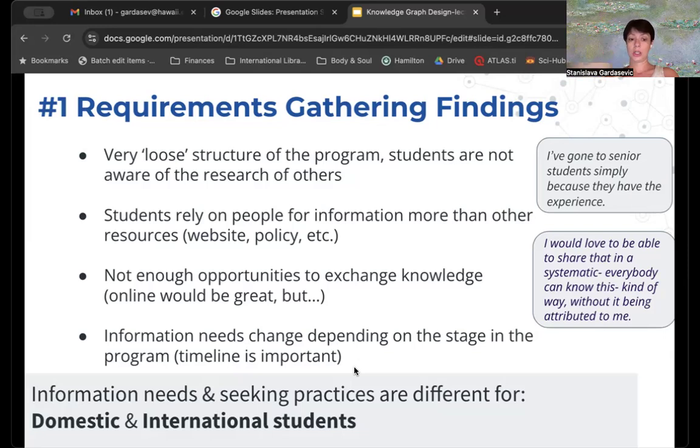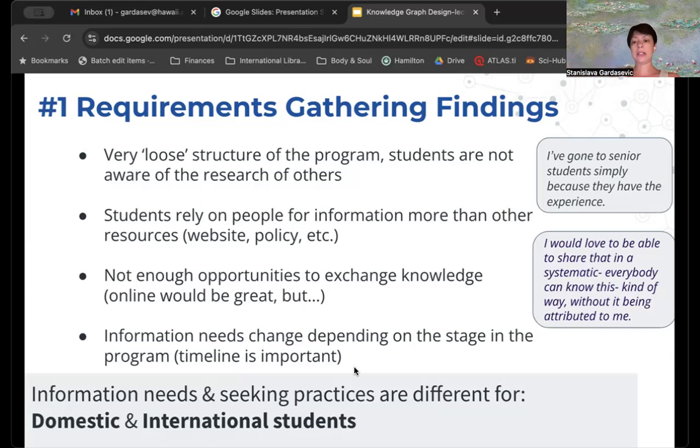They don't know each other very well. And also their information needs will change depending on the stage of the program. So naturally, in the first stage of the program, they need to know about the courses, then it moves to the research, and it moves to different problems.